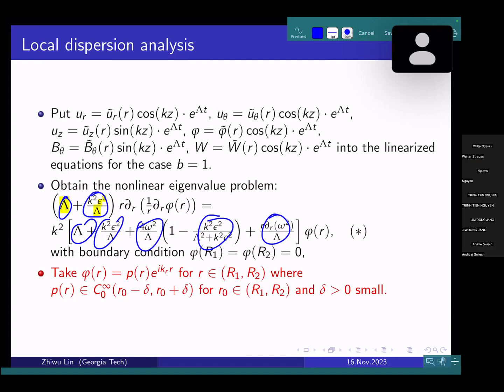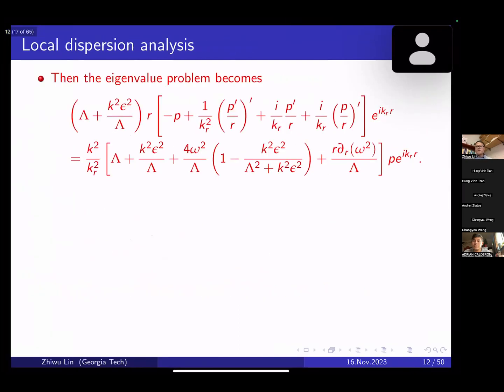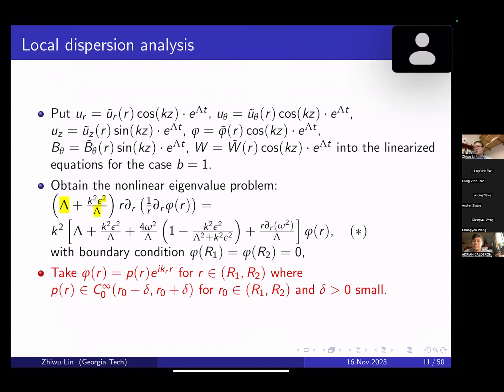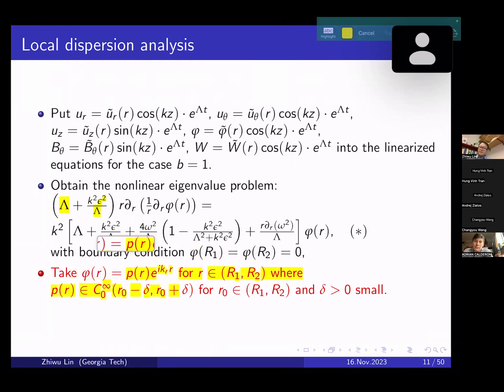Let's look at the so-called local dispersion analysis. This has been used by physicists in the literature, because it's difficult to solve this eigenvalue problem, so people try to do some approximation. A common way is to look for a solution of the form e^{i K_r r}.